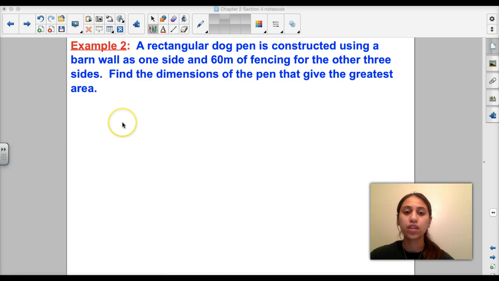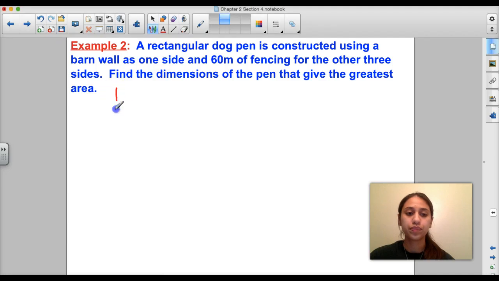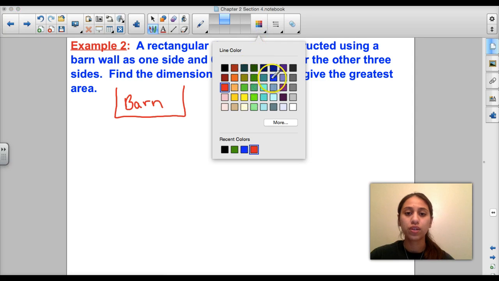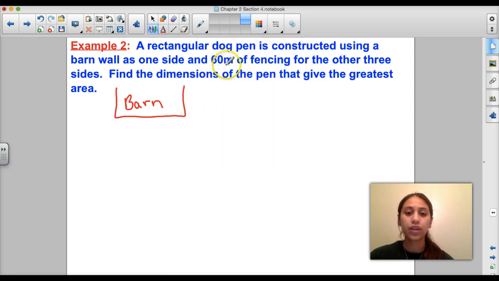Okay, example 2. It says a rectangular dog pen is constructed using a barn wall as one side and 60 meters of fencing for the other 3 sides. Find the dimensions of the pen that give the greatest area. We have a lot of information here, so we're just going to break it down. We know we have a dog pen that's rectangular and the barn wall is one side. First I'm going to draw the barn. It's just going to take up one side. Then it says there's 3 other sides, and we have 60 meters of fencing to use.